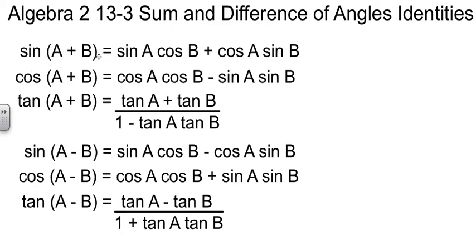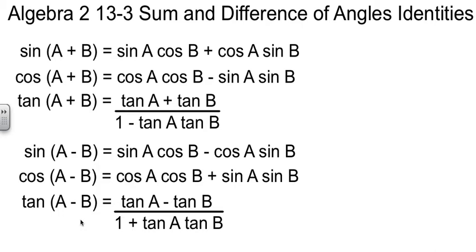Sine of the sum a plus b is equal to sine of a times cosine of b plus cosine of a sine of b. A lot of people make the mistake here of thinking they can just distribute the sine. It doesn't work that way. Trig functions aren't distributive type things. Similarly, we have a formula for cosine of a plus b. We have one for tangent of a plus b. And then we have one for sine of a minus b, cosine of a minus b, and tangent of a minus b.